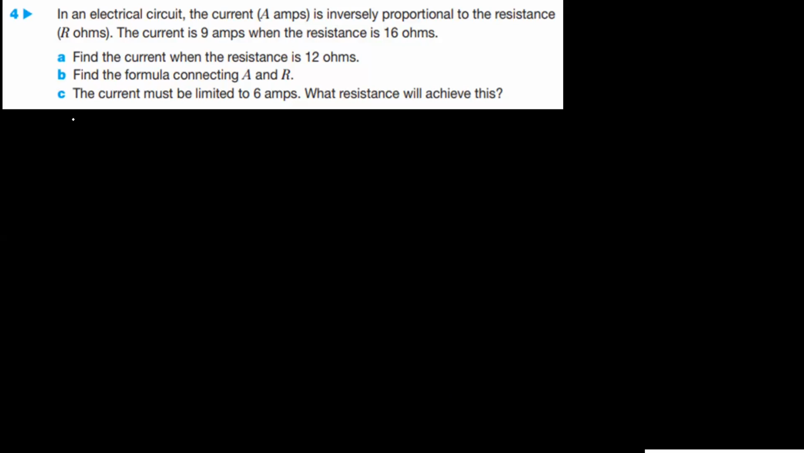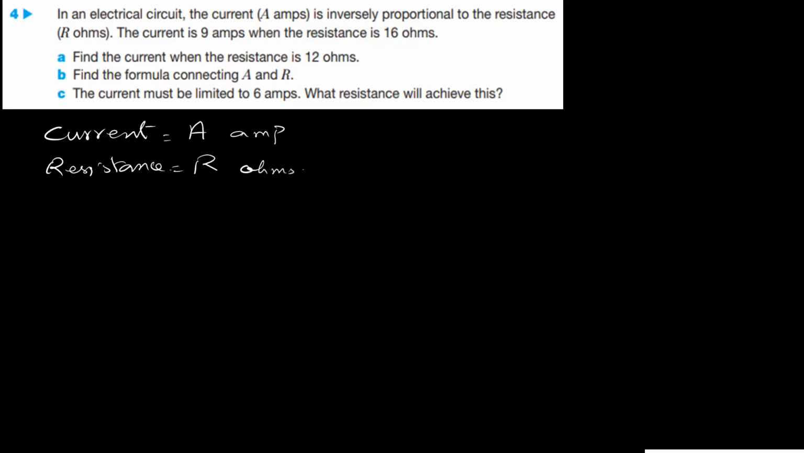Question 4. In an electrical circuit, the current A amperes is inversely proportional to the resistance R ohms. This current is 9 amperes when the resistance is 16 ohms. Question A says find the current when resistance is 12 ohms. First we write here current is represented by A and resistance by R, which is given. Current is measured in amperes and resistance in ohms.